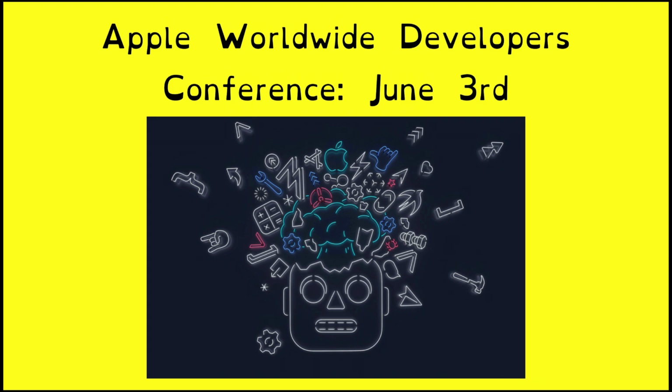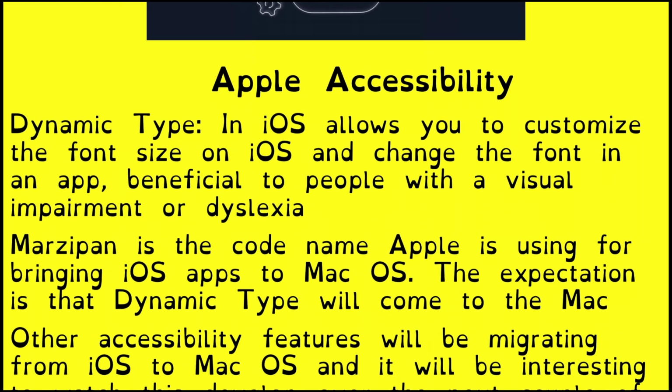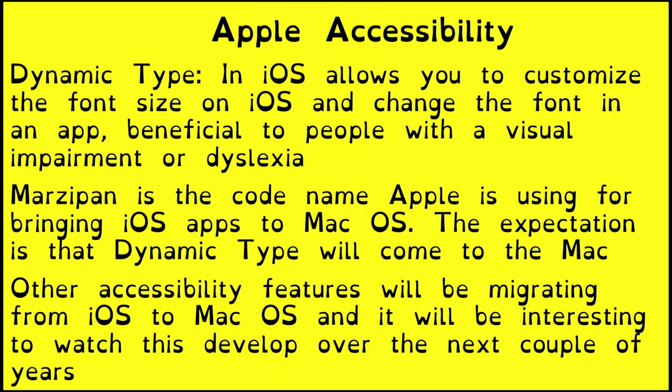Today, I'm going to be covering Apple and the Worldwide Developers Conference that will be taking place on June 3rd. One of the interesting features Apple is working on is bringing iOS apps to the Mac OS. They're calling this Marzipan, that's the code name, and they want to basically allow developers to write apps for either Mac OS and iOS and have it work seamlessly for either operating system.